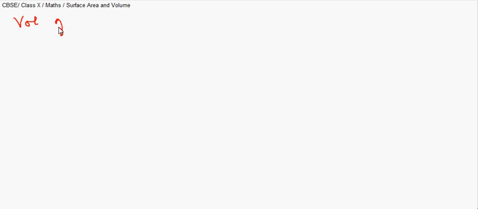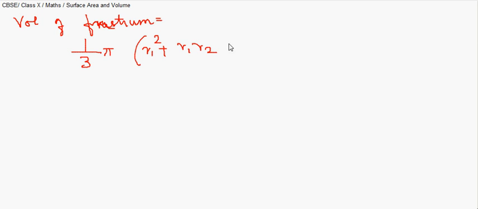Volume of frustum is given by 1 by 3 pi (r1 square plus r1 r2 plus r2 square) multiplied by h. You can note it down, a couple of questions, and I think you will be able to memorize this.